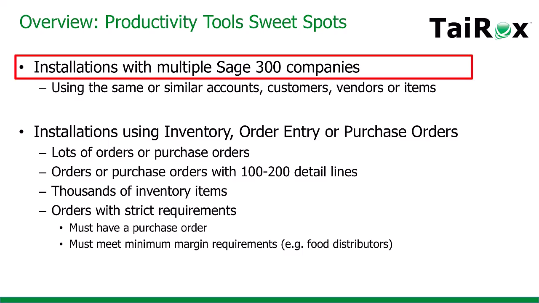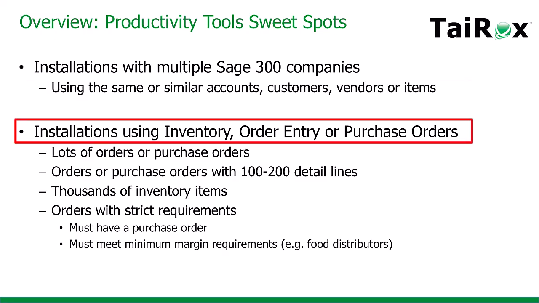One, any installation with multiple companies that share accounts, customers, vendors, or items. As an example, a development enterprise, for legal reasons, creates a new Sage 300 company whenever they start work on a new building. They want the new company to use the same accounts and vendors because they purchase materials and contract for work from the same vendors.